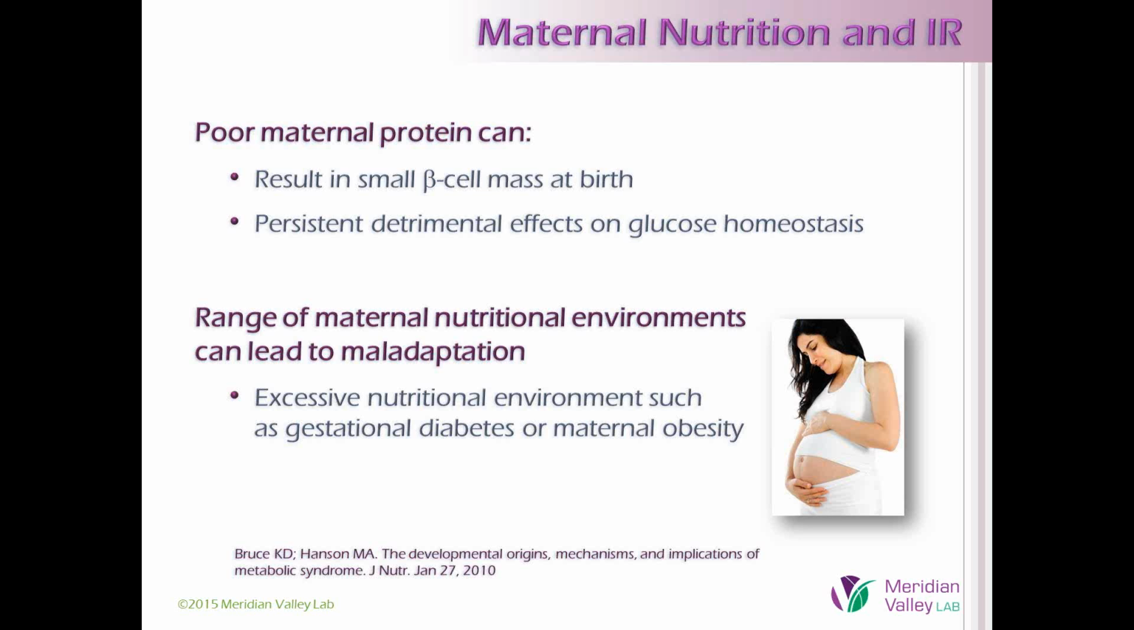I just want to conclude this section by making the point that it's not just the poor maternal nutrition. It's actually a range of maternal nutritional environments. And we all know that gestational diabetes predisposes children to higher birth weights. That's a known cause in many instances of increased risk for insulin resistance and metabolic syndrome. So it's not just poor maternal nutrition, it's actually excessive maternal nutrition. It's the range, it's the extremes that are the problem.